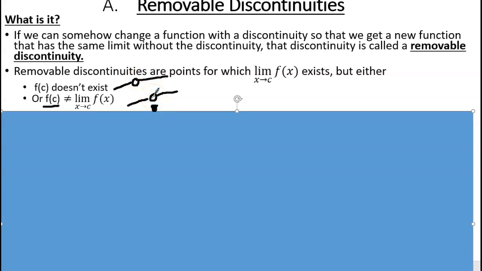So what that means is that if you see a discontinuity that's a jump like this, that is not a removable discontinuity. In other words, there's nothing you could do to find the limit because the limit literally doesn't exist. Same thing with vertical asymptotes. Those are non-removable discontinuities because the limit just doesn't exist. And since a removable discontinuity is one where the limit exists, these are not removable discontinuities.